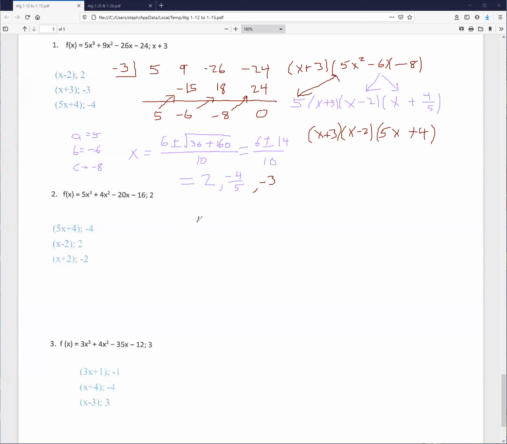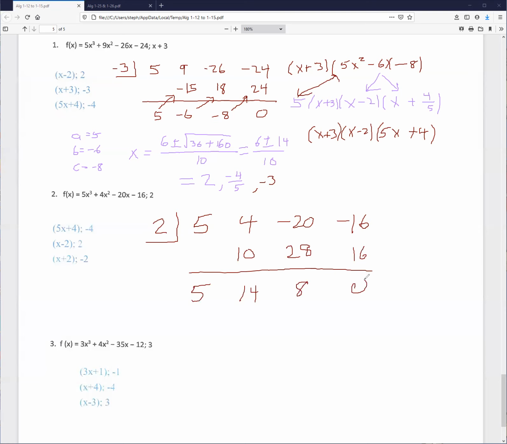So one last time with the synthetic division. We got more space here, so I'm going to write nice and big. 5, 4, -20, -16. We're dividing into that with x minus 2. 5 plus blank is 5. 5 times 2 is 10. 4 plus 10 is 14. 14 times 2 is 28. -20 plus 28 is 8. 8 times 2 is 16. -16 plus 16 is 0. So we've got x minus 2 times 5x squared plus 14x plus 8.